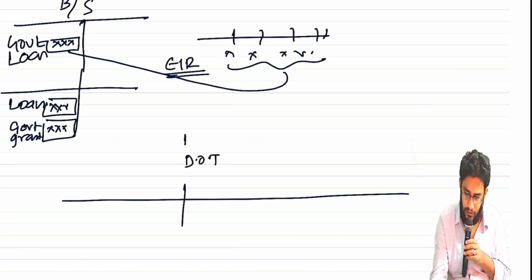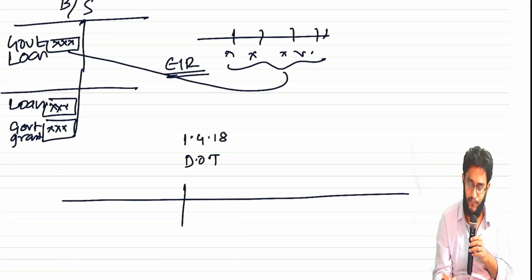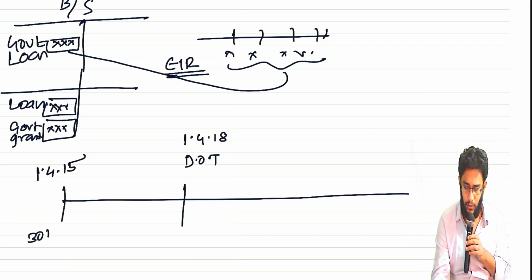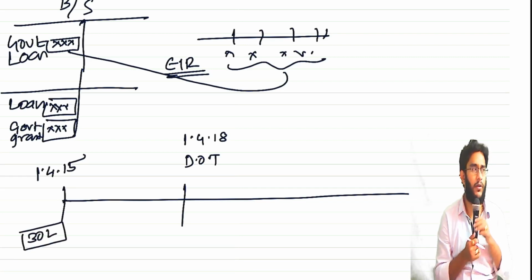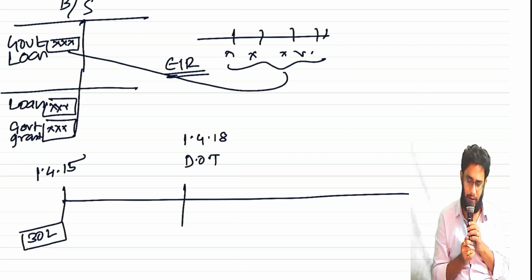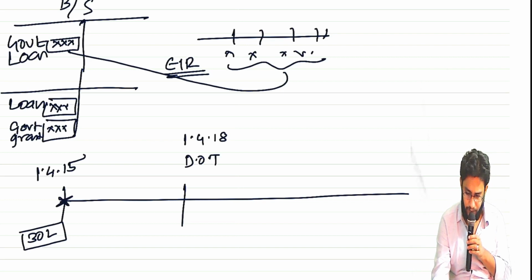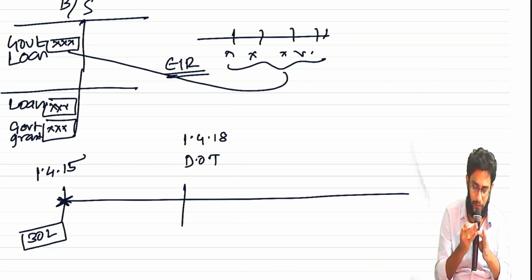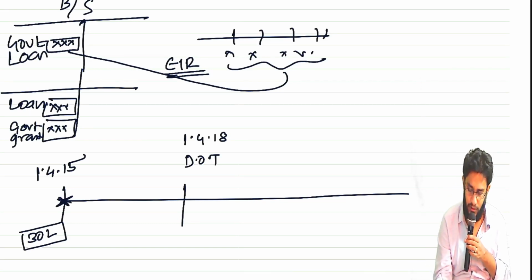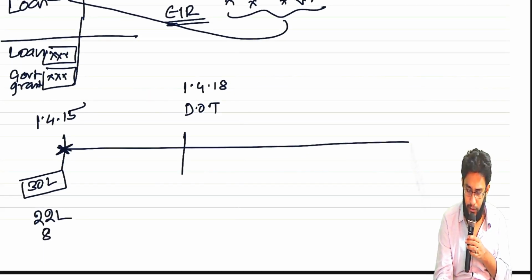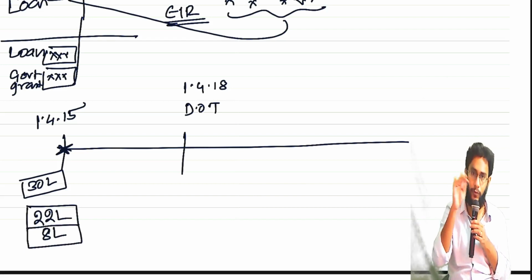Suppose this is your date of transition, sir, 1/4/18. You received a government loan on 1/4/15, 3 years back. Government loan is 30 lakhs. You have some 10 years to repay at a concessional interest rate. On 1/4/15, had you split it into loan and grant portions, loan portion would have been 22 lakh and grant portion would have been 8 lakh, had you done this.